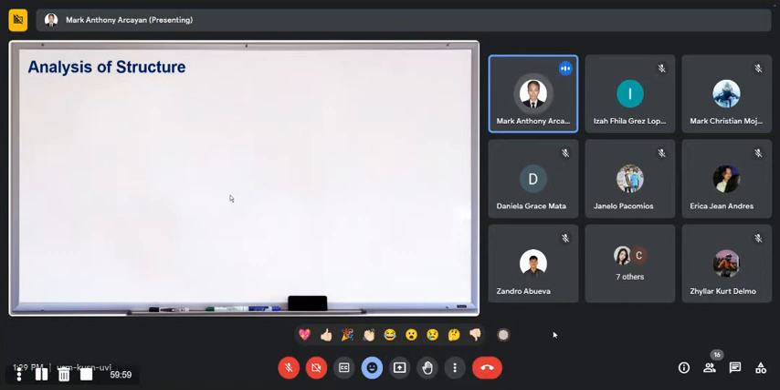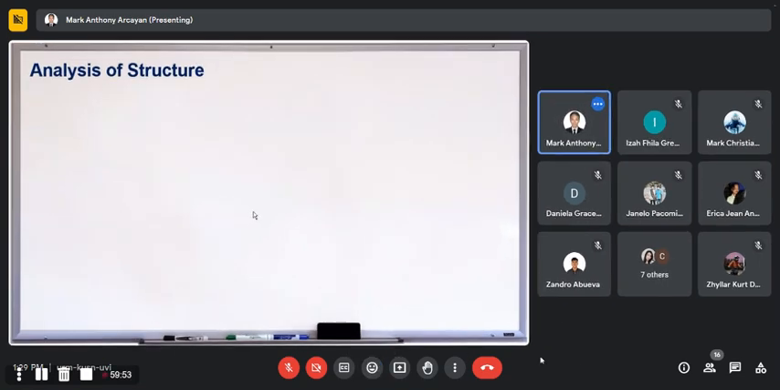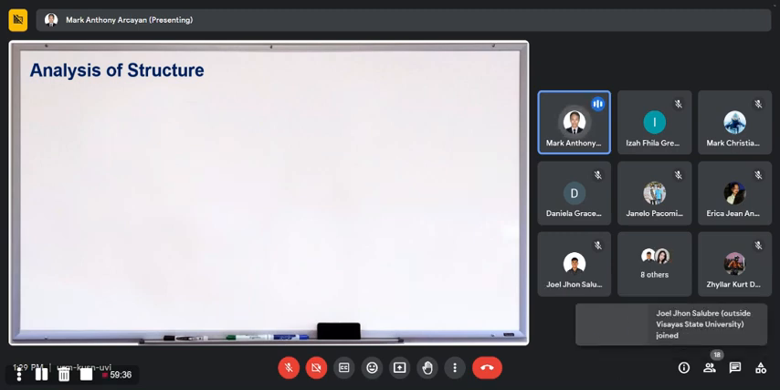This is all about analysis of structure. So sa kaning module, you will be able to determine the internal forces that exist to each member of our structure. Ang ato diri ang structure is we focus more on the trusses, no? The trusses. Okay.